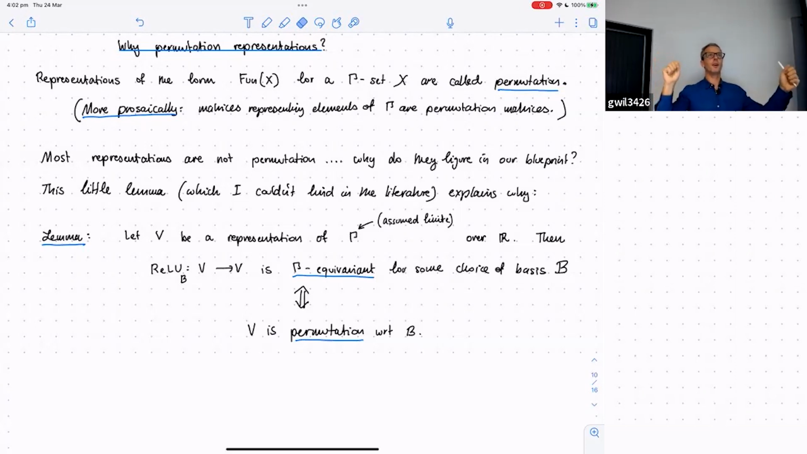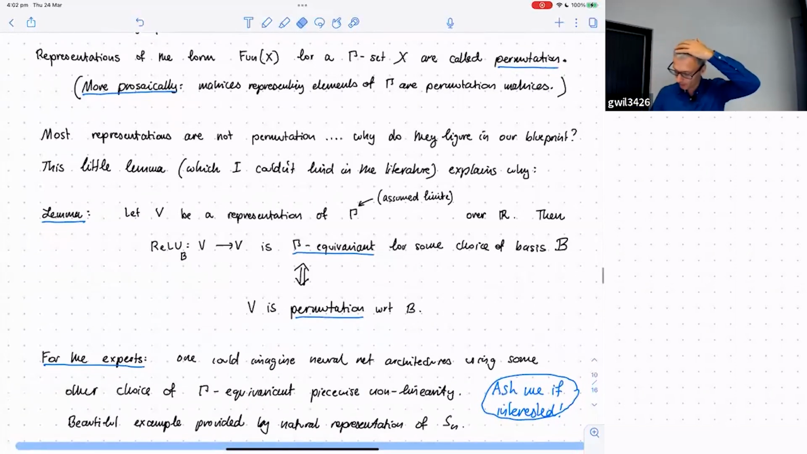If our representation is just permuting our coordinates around, it's easy to see that it's gamma equivariant, but that's if and only if. So in order to have a gamma equivariant ReLU with respect to some basis, you have to be a permutation representation with respect to that basis.